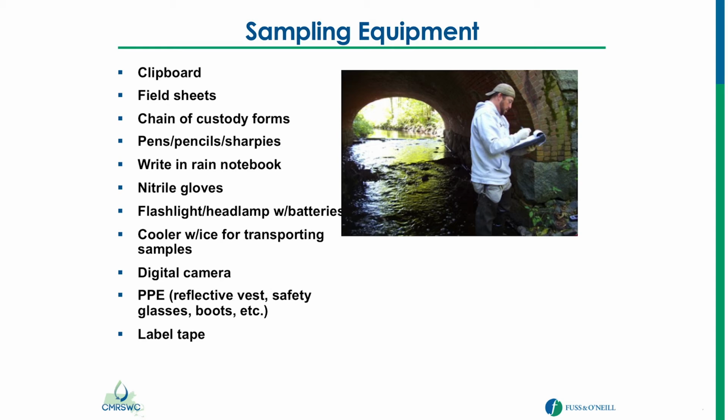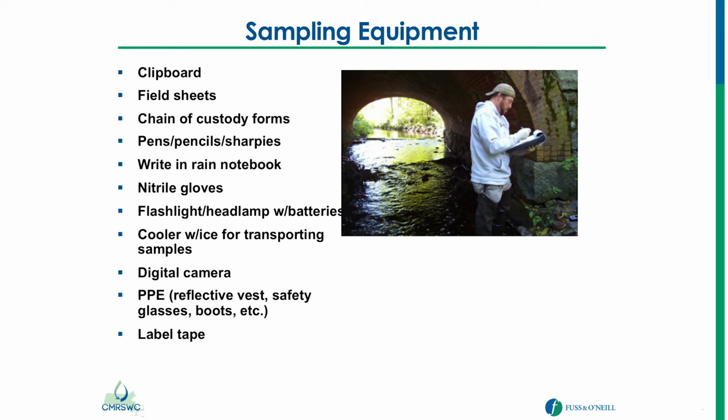Sometimes you are going to have to do wet weather sampling. You need to be able to take notes in the field when it's wet. Those are excellent for that. Nitrile gloves. You are looking for illicit connections to your storm drain system. There are going to be places where you may have raw sewage discharging from your stormwater system. You're going to want to wear gloves. You need a cooler with ice for transporting your samples, digital camera for taking pictures of the sampling, recording the condition of your outfalls, personal protective equipment.